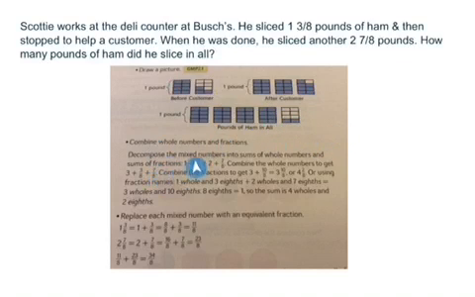I can combine the whole numbers and fractions. I can decompose the mixed numbers into sums of whole numbers and sums of fractions. 1 3/8 plus 2 plus 7/8. I can combine then the 1 and the 2 to get 3, and the 3/8 and 7/8 to get 10/8. I can't leave this as 3 10/8 because in a mixed number we wouldn't leave an improper fraction. Improper fraction is when the numerator, the top number, is bigger than the denominator, the bottom number. So I'd need to convert that 10/8 into 1 2/8.